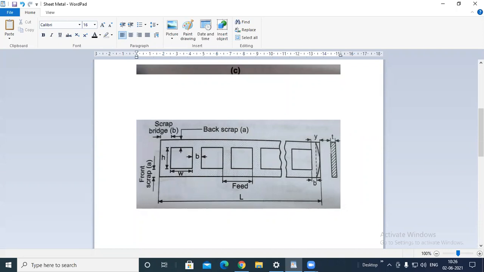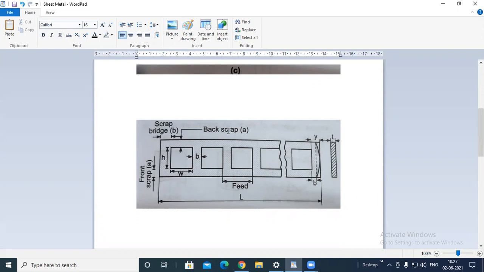It will be asked at any phase of your career, during an interview and also during an exam: tell us the difference between sheet and plate. So at that time you are supposed to say that if the thickness of the metal is less than 5 mm, then it is a sheet, and if the thickness of the metal is more than 5 mm, then it is a plate. So this is the basic difference.